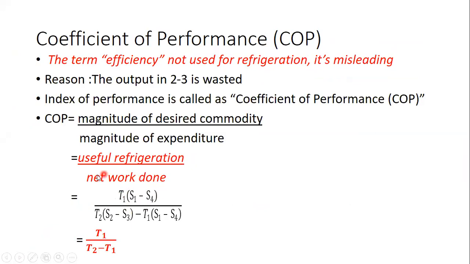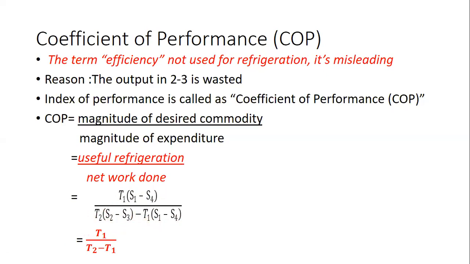So T1 times S1 minus S4 is the refrigeration, or the heat addition happening. Okay. Then comes the net work done. Here we are discussing our Carnot refrigerator. In a Carnot cycle, last class when we discussed the Carnot heat engine, the net work done is nothing but the difference between heat absorbed and heat rejected. So heat rejected minus heat absorbed. Heat absorbed we have already seen, T1 into S1 minus S4. So that is coming in the numerator also.